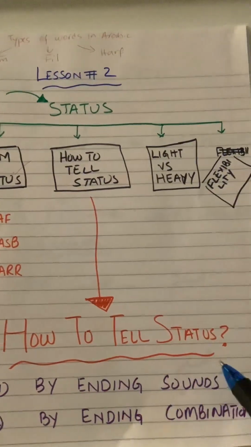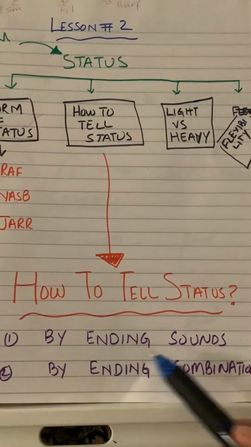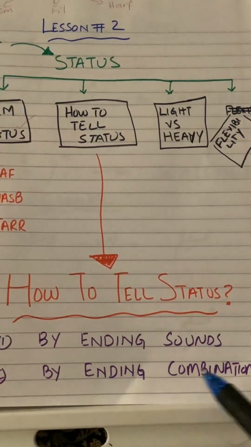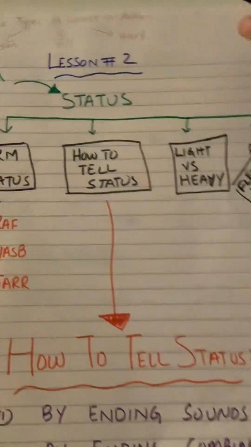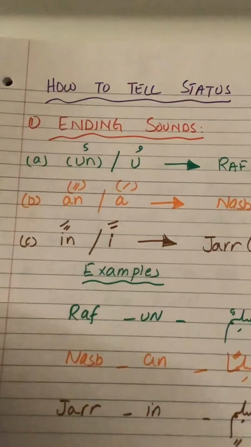So how to tell status? The first thing is by ending sounds, and the second thing is by ending combinations. So we're going to learn what that means now. What do you mean by ending sounds?